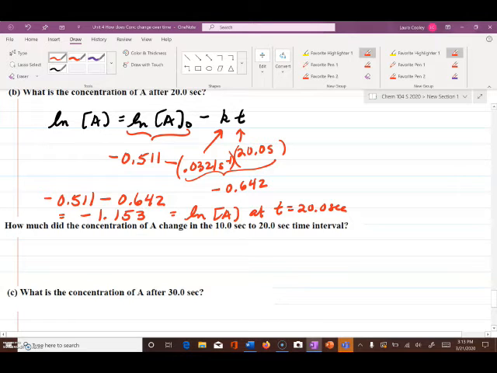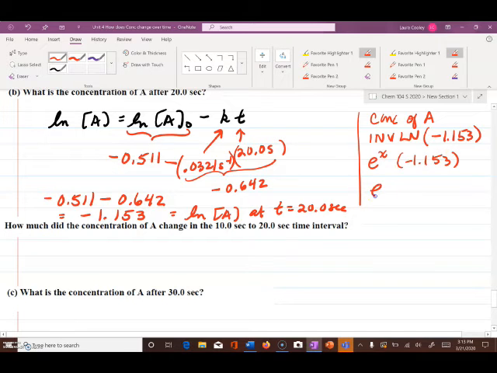Now, in order to find out what is the concentration of A, well, again, we have to take the inverse ln of minus 1.153, otherwise known as e to the x. So we're really taking e to the minus 1.153, okay? And we should get the same number. That should come out to 0.316 molar.